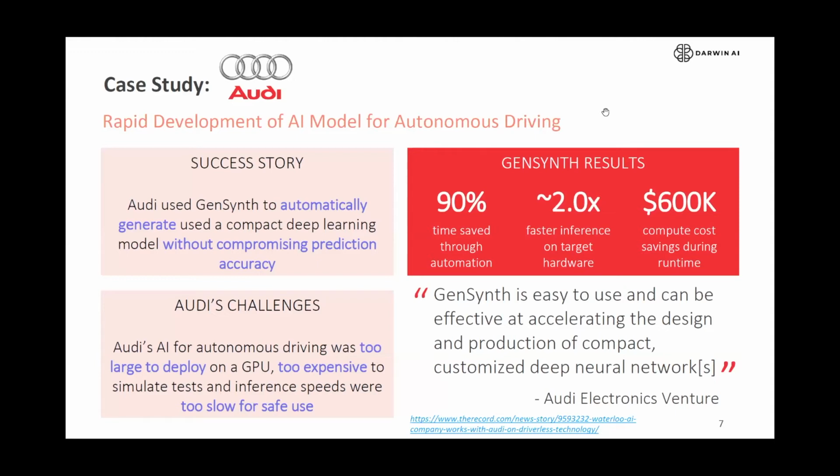And the results are quite good. So one is we're able to reduce the time necessary for development by 90% through this automation, through the human-machine collaborative design approach. We're able to generate a model that was 2 times faster than what they had on the target hardware, which allowed them for much greater acceleration and more deployment ready, and also significant cost savings during runtime in the order of around $600,000 US.